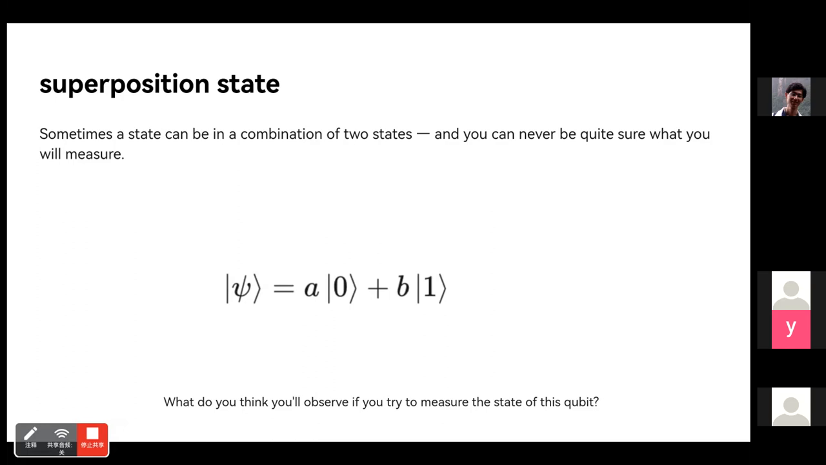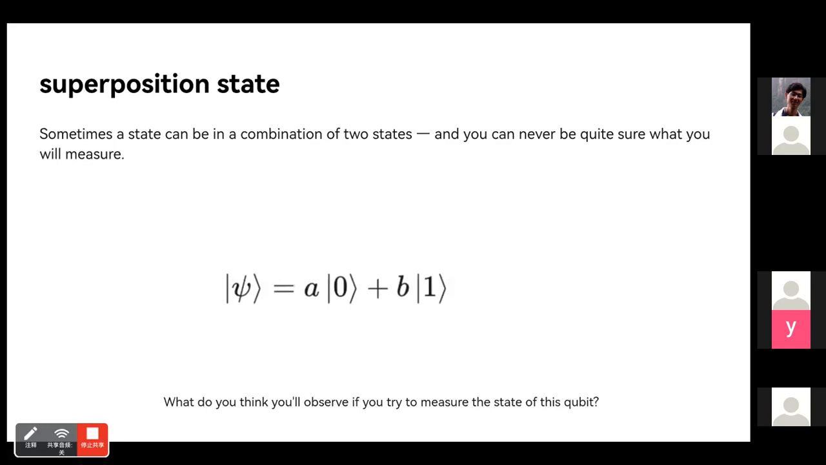Yes, Prof, I'm here. Can you answer this question? Given we have one qubit, and here's A and B in between. What do you think you will observe if you want to measure the state of this qubit? I'll measure B, because I think the second state will have more information. I think the answer is supposed to be either 0 or 1, right?